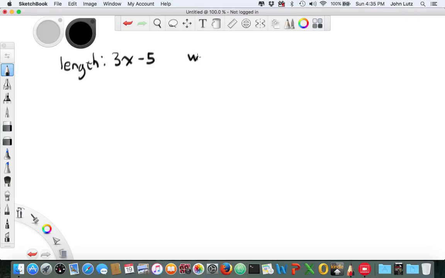Length and width. The width is 2x squared plus 3x. Okay, length is 3x minus 5. Width is 2x squared plus 3x, okay? Then there's two questions. What is the area of the plot expressed as a polynomial? And what is the perimeter of the plot expressed as a polynomial?